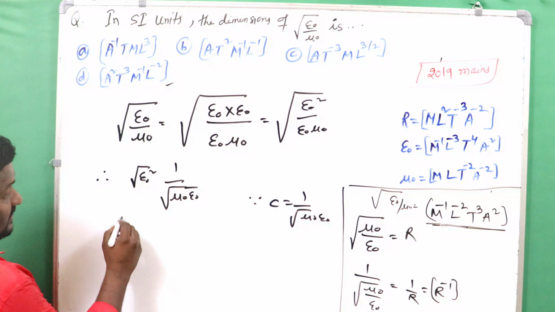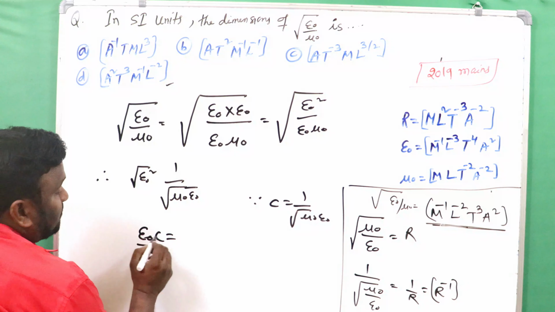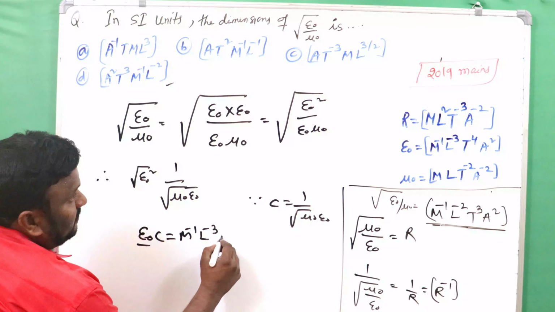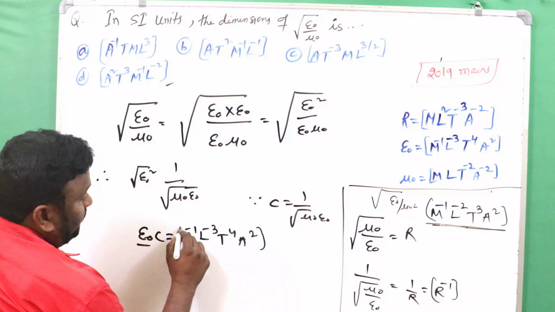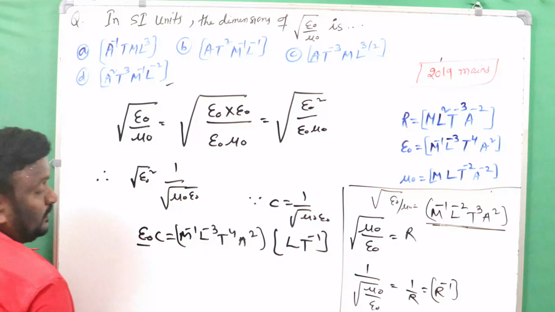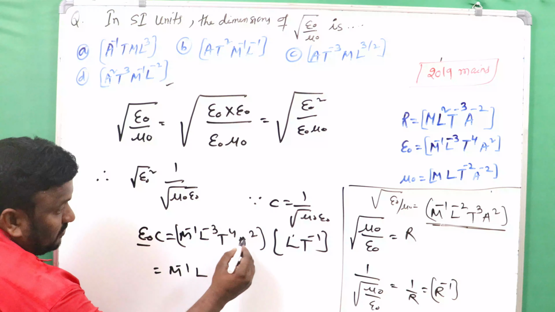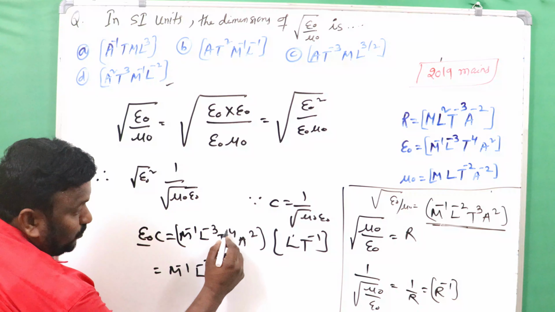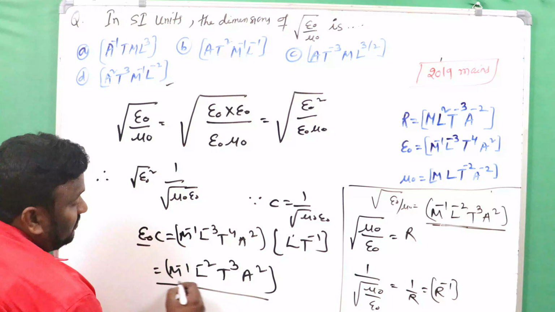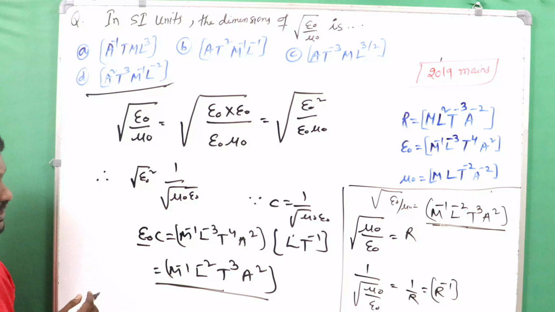That's why it should be written as epsilon naught square means epsilon naught, and this is C: epsilon naught into C. What is epsilon naught? Permittivity. Its dimension formula is M inverse 1, L inverse 3, T to the power of 4 and A square. And C is the velocity of light, L T inverse 1. So minus 3 and 1, then M inverse 1, L to the power of minus 2, and T to the power of 4 minus 1, that is T cube, and A square. This is the other method of this answer. So option D is the right one.